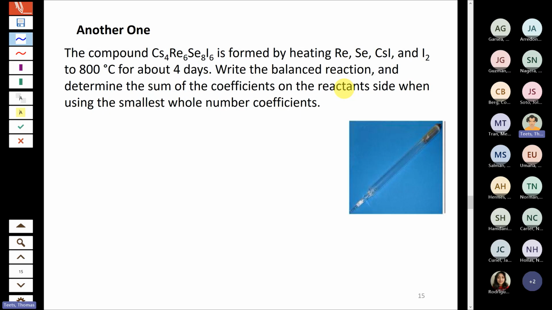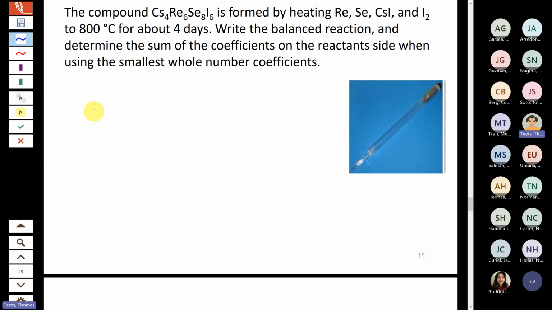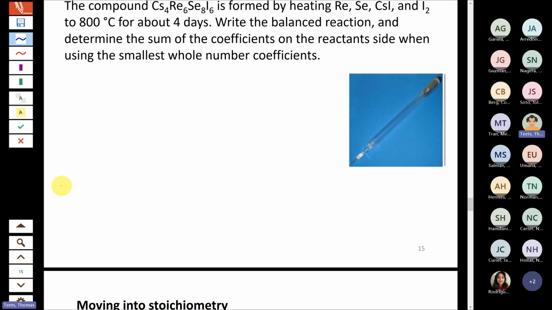All right, but we have 4 reactants and one product here. So we give a little bit of space for, let's put it underneath here so we have more space. So we have rhenium, selenium, cesium iodide, I2, and then one product that has this complicated formula.